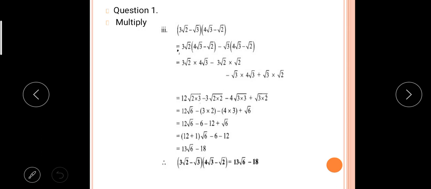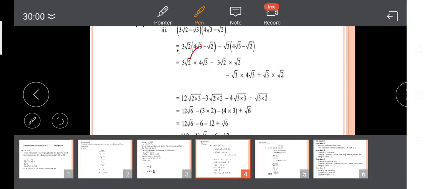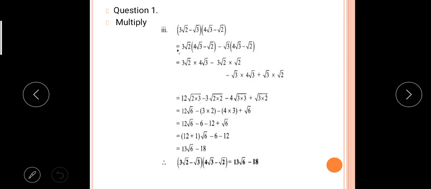Now multiplication, very simple. See, two terms are there in both expressions. First take 3 root 2 times the second whole bracket, minus root 3 times the second whole bracket. That means first term times the second whole bracket, minus second term times the second whole bracket. Now after multiplication, 3 fours are 12 and 2 into 3 is 6, so 12 root 6. Now here, 4.